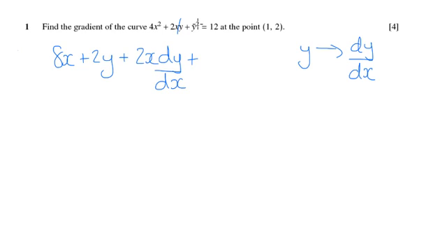Same thing with the y squared. When we differentiate y squared, we get 2y if it was with respect to y, but because this is with respect to x, we're going to need to also times by dy by dx. And then we've also got equals 0 on the right hand side.